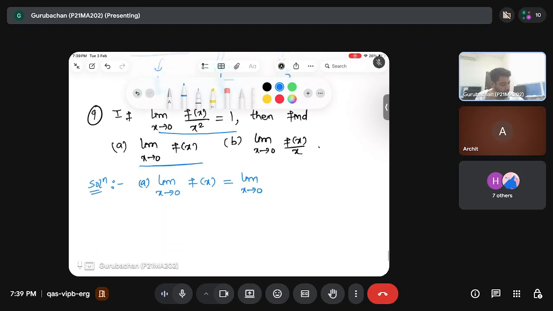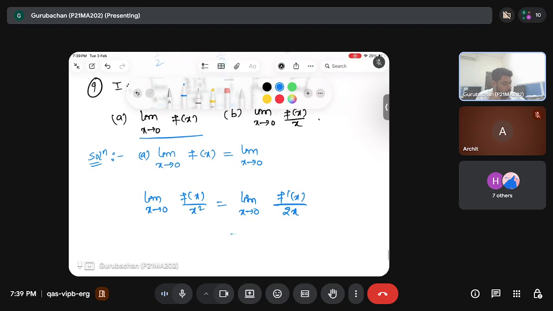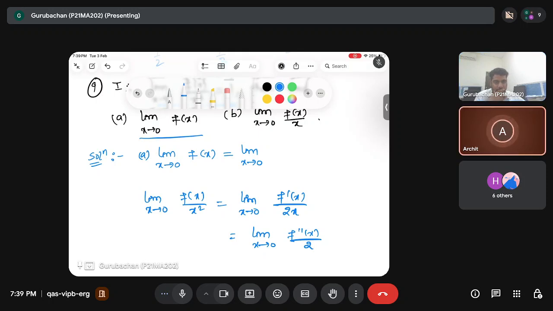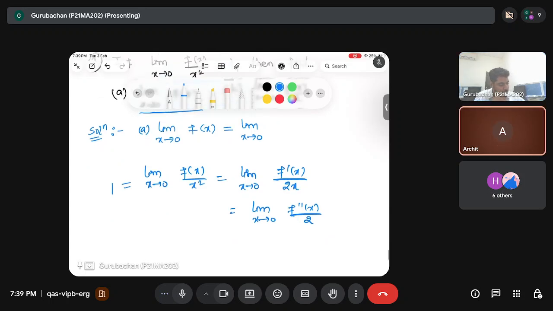Again, the smarter way. Limit x tends to 0, you are saying fx by x square. It has to be limit x tends to 0 of f dash x by 2x, and from your point of view you can again differentiate, f double dash x by 2, right? Sir, now f double dash x by 2 is equal to 1 from the question. Okay. Then we will get f double dash of 0 equal to 2.